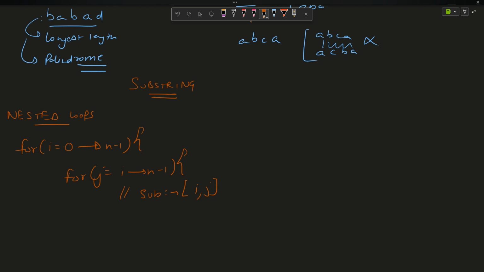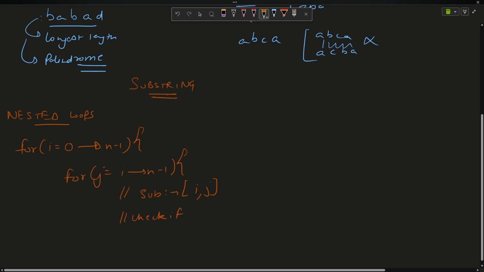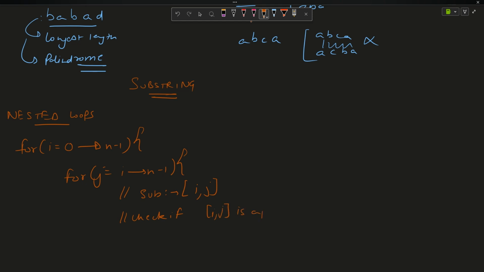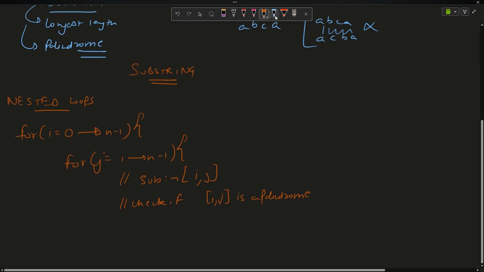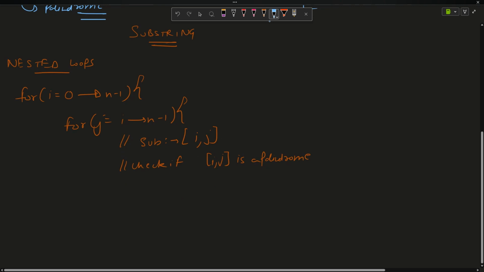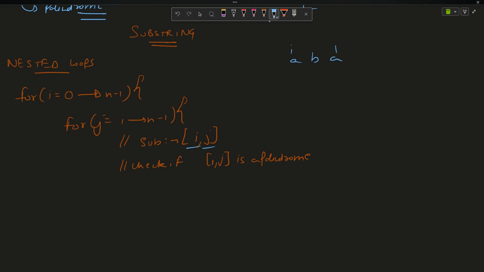Now, what will I do? I will check if the substring i to j is a palindrome. If yes, update your answer accordingly. So how will I do that? I know my i to j is my substring. So suppose this is my substring A, B, A. This is my ith index. This is my jth index.